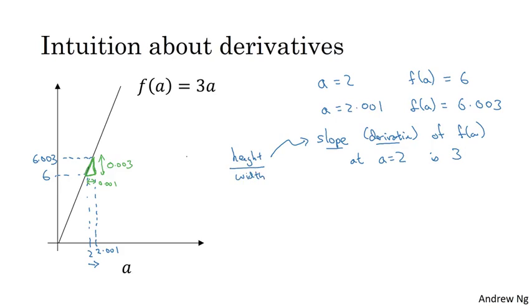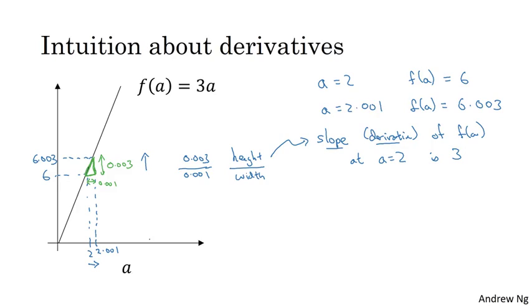So this is 0.003 over 0.001, and the fact that the slope is equal to 3, or the derivative is equal to 3, just represents the fact that when you nudge a to the right by 0.001, a tiny amount, the amount that f of a goes up is 3 times as big as the amount that you nudged a in the horizontal direction. So that's all that the slope of a line is.